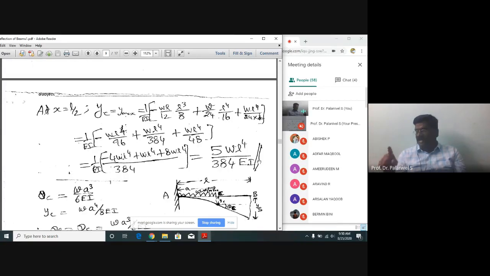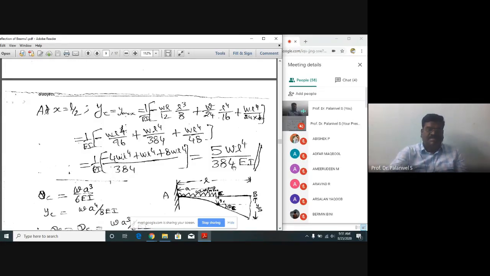We have a simply supported beam subject to a point load at the center, say W or P, whatever it is. What is the deflection at the center? Immediately you have to say WL cubed by 48 EI. Now I have a simply supported beam subject to UDL. What is the deflection at the center? Immediately you have to say it is 5WL power 4 divided by 384 EI. I advise you to remember these values.